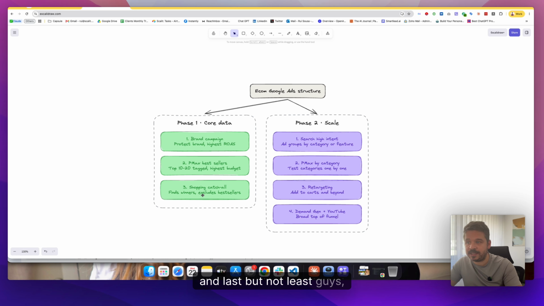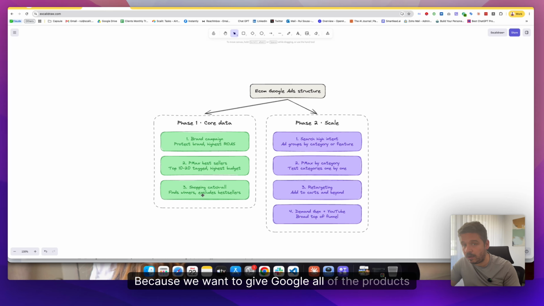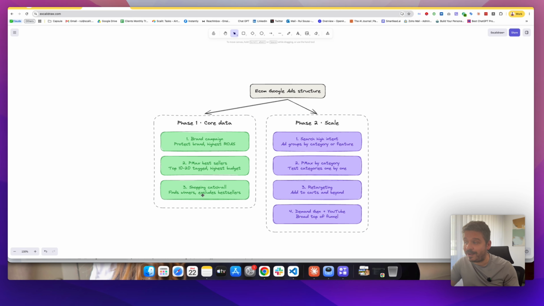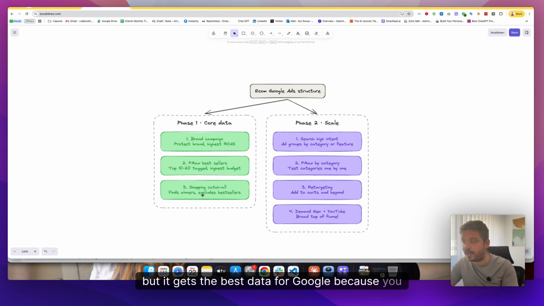And last but not least, guys, we have a shopping catch-all, which is basically a campaign with all of the other products, excluding the bestsellers. And why? Because we want to give Google all of the products you have in the store so it can learn from it. Like it can know what other winners maybe you have, and what are the underperforming products that nobody clicks on. So this campaign normally has the lowest ROAS when you start, but it gets the best data for Google because you can see, as I said, the underperforming products and what people click on. Maybe you have a new product in the store that you never promoted and it sells like crazy. So this is one campaign that we always like to do.